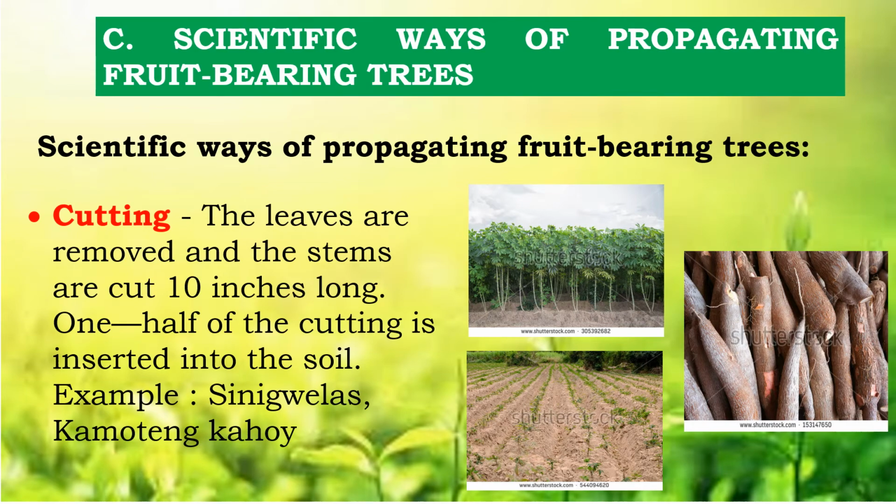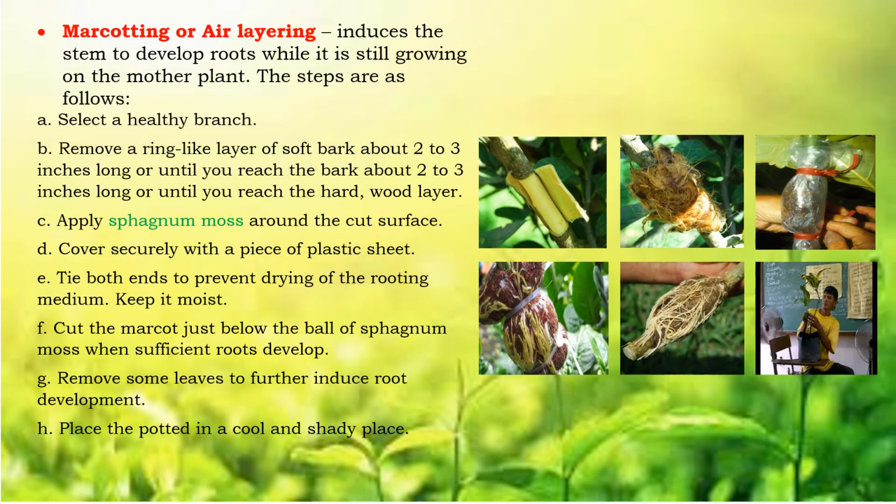The leaves are removed and the stems are cut 10 inches long. One half of the cutting is inserted into the soil. Example pa dyan is siniguelas at kamoteng kahoy. Ganun ang way niya para maparami. Next one is the marcotting or air layering.